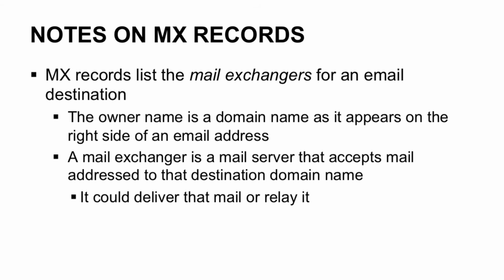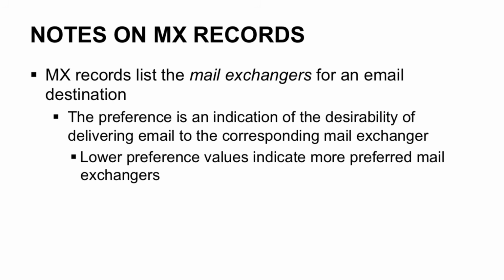A mail exchanger is a mail server that accepts mail addressed to the domain name that owns the MX record. Accepts could mean that it delivers mail to its recipient, or that it simply relays the mail to another mail server. The preference is an indication of the desirability of delivering mail to the corresponding mail exchanger. Lower preference values indicate more preferred mail exchangers. Since preference is unsigned, that means that 0 is the most preferred.